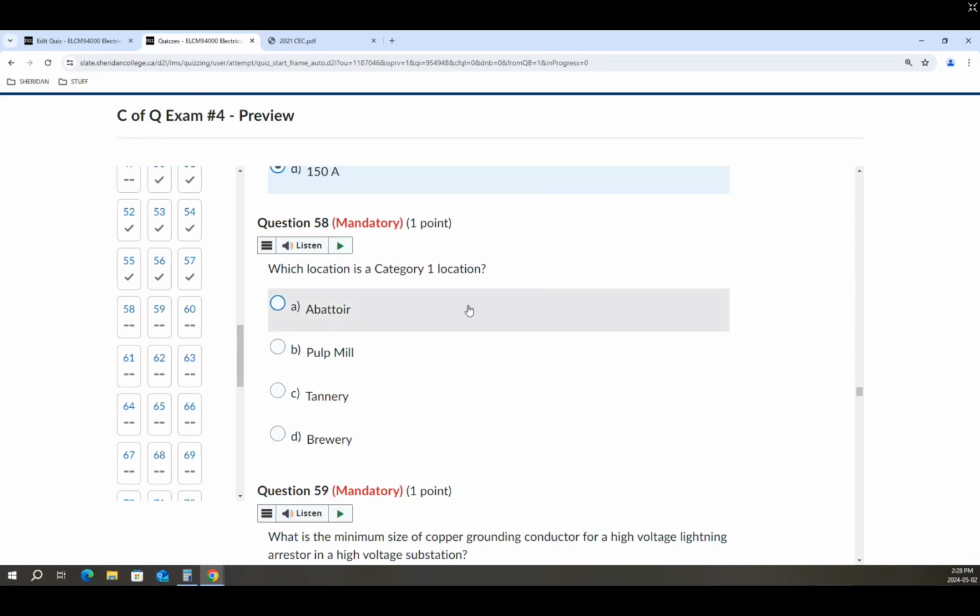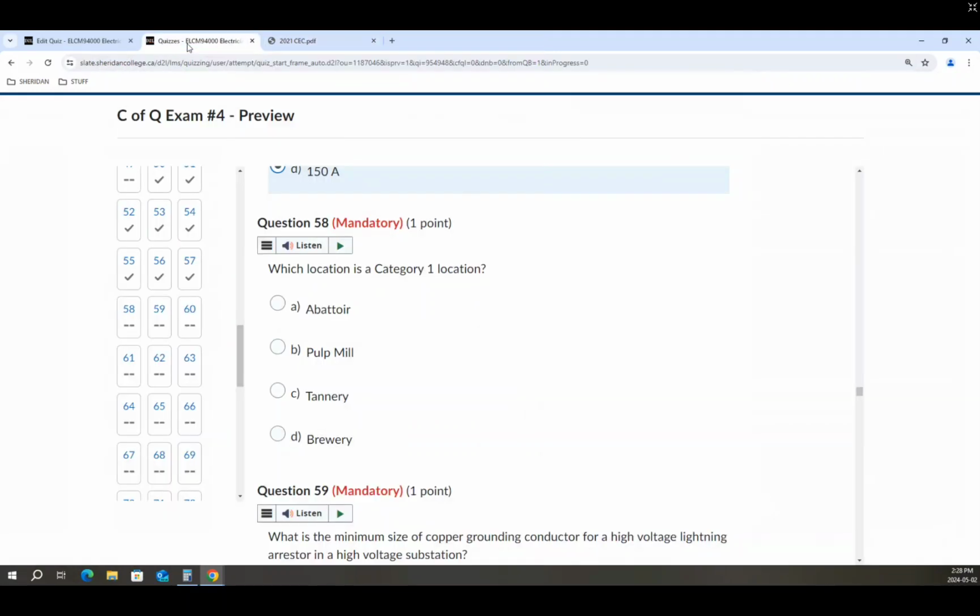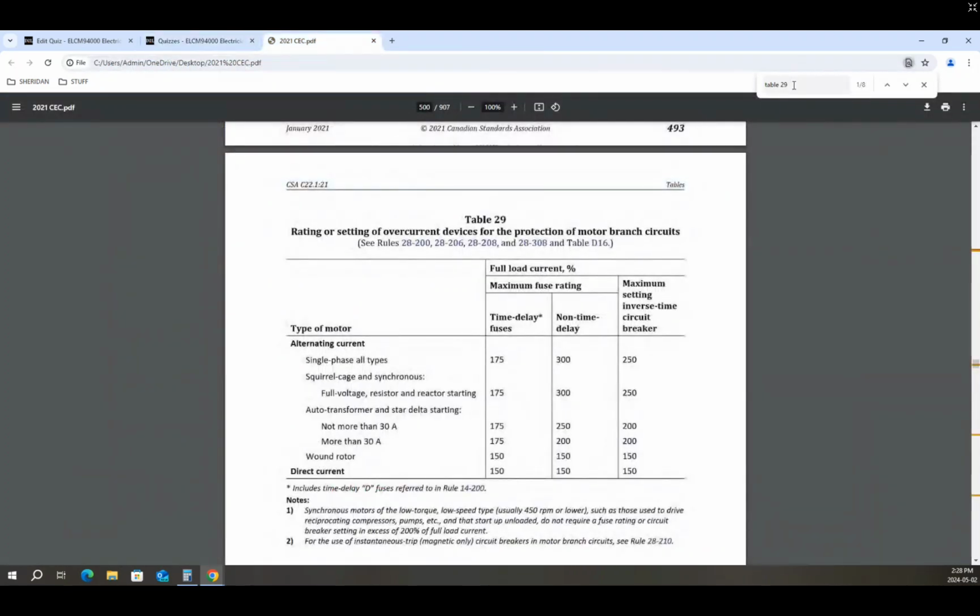So what's location is a category 1 location. So I'm going to go and look for two.